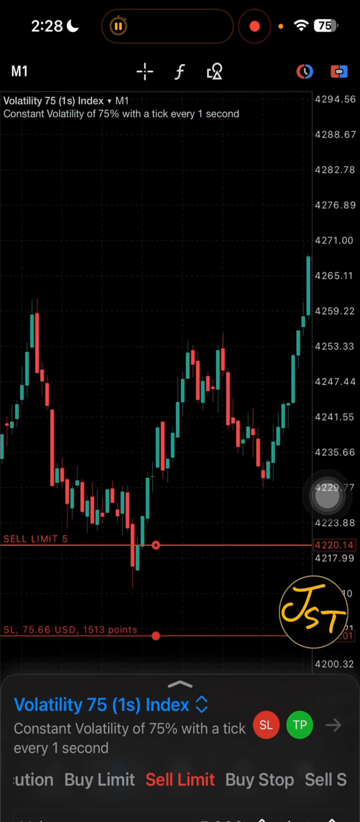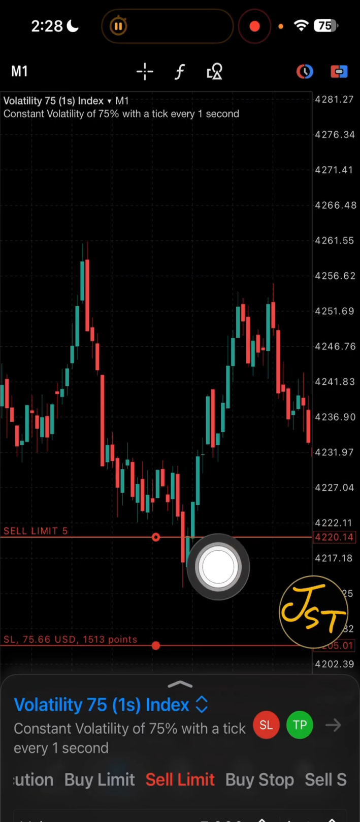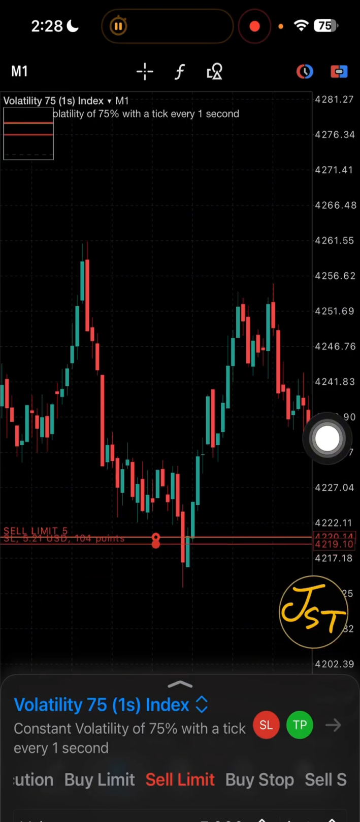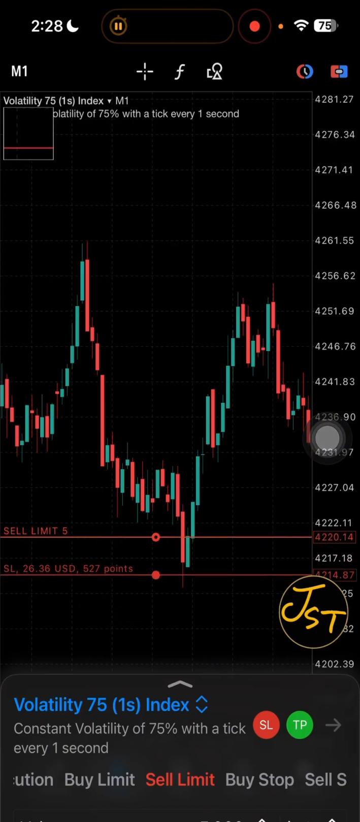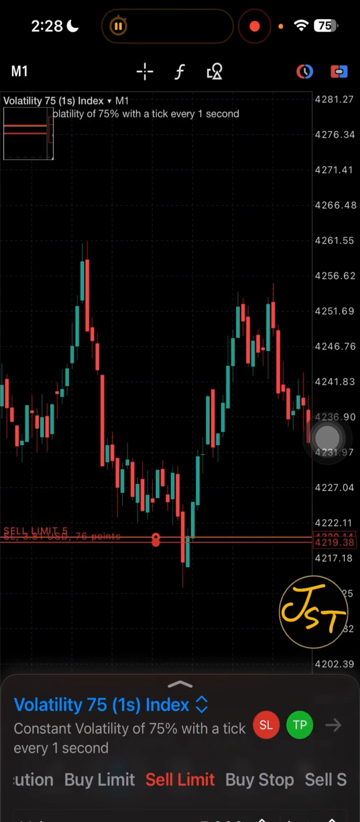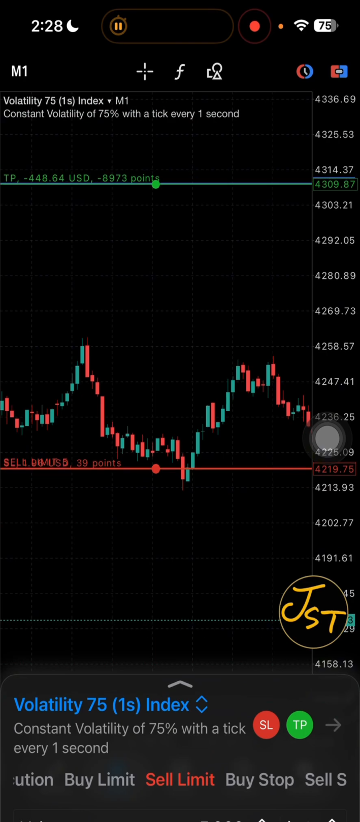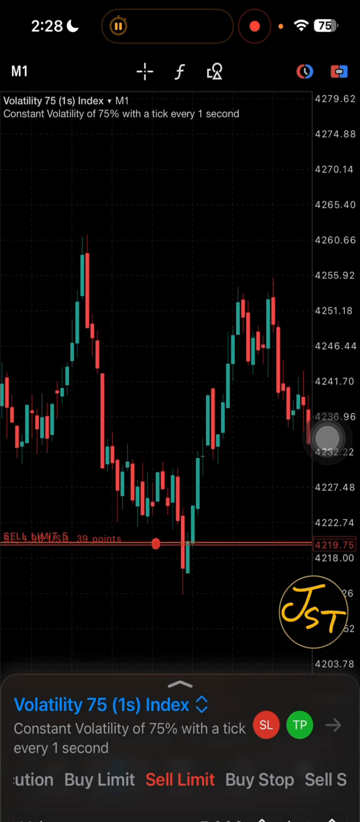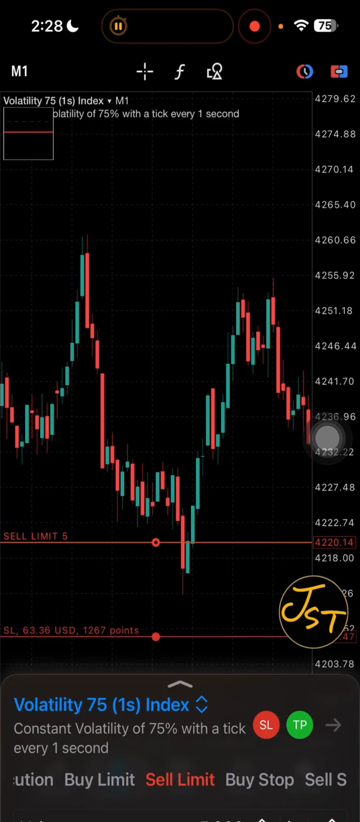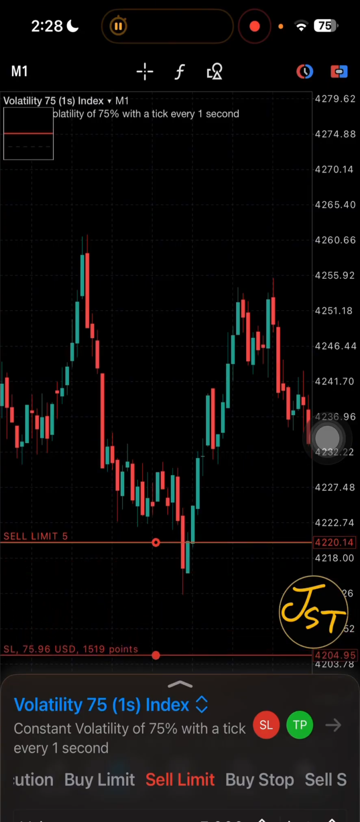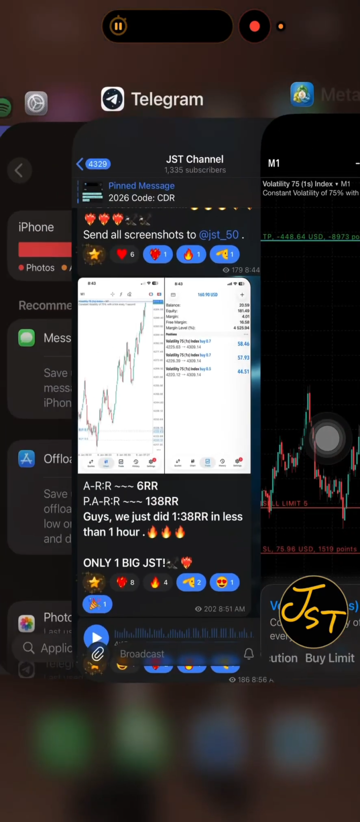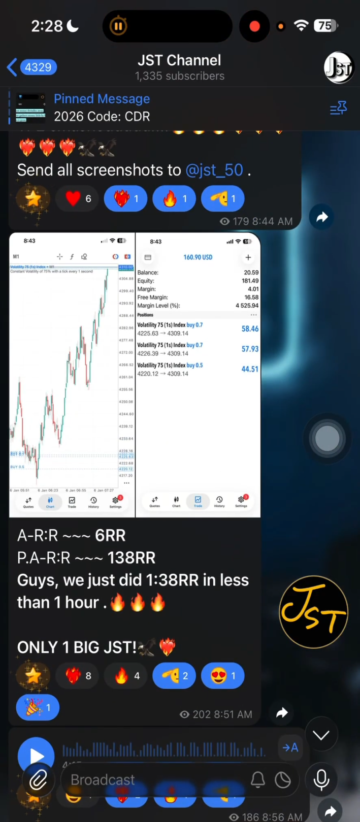As you can see from here, this was where I executed my trade. Did you see that price did not give any drawdown at all? So if you now want to calculate, this was where we entered. So our TP is 8,973 divided by, let's just say, 30 points. Do you understand? That's basically it. And by the time you do that, the PA risk to reward ratio is 1:138. So basically yesterday we did a 1:138 ratio.